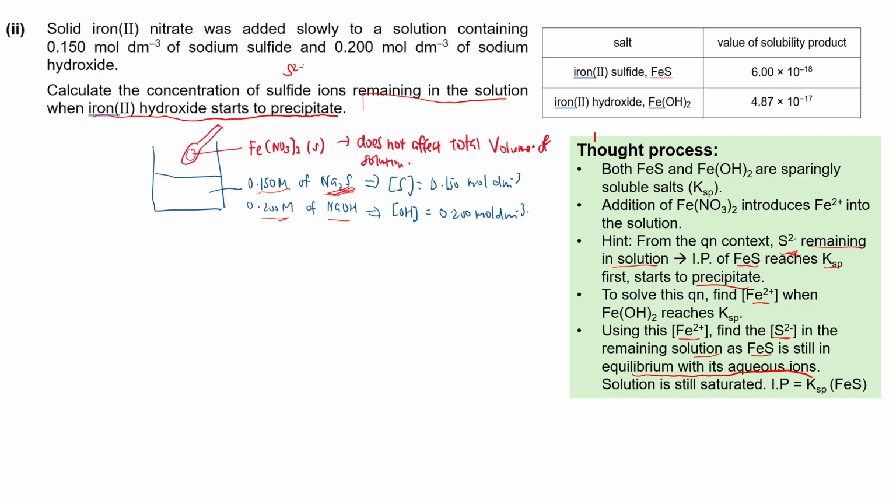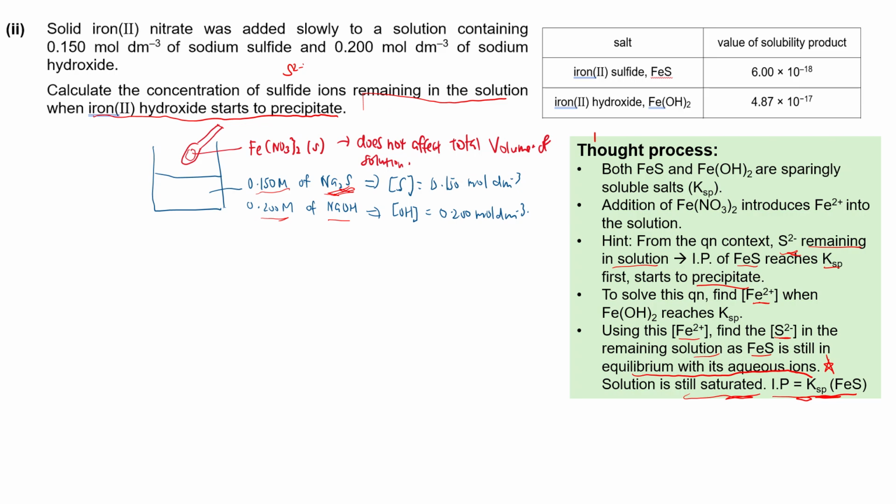When the ionic product actually reaches KSP of iron 2 hydroxide. Why will it reach the KSP of iron 2 hydroxide? It is because we continue to dissolve more of the iron 2 nitrate inside the solution. Alright? So at this point, when iron 2 hydroxide starts to precipitate, don't forget, iron 2 sulfide is still in saturation, right? Which is why iron 2 sulfide is still in equilibrium with its aqueous ions. Solution is still saturated. IP is still equal to KSP of iron sulfide.